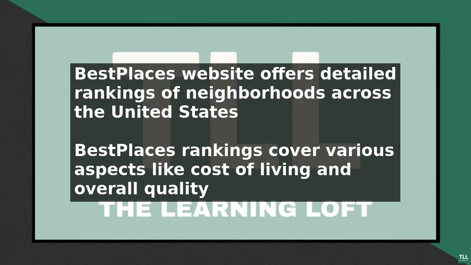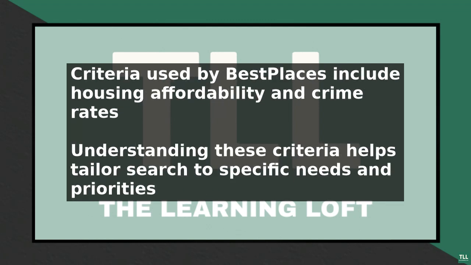To begin, it is essential to understand the criteria used by Best Places to rank neighborhoods. These criteria include factors like housing affordability, commute time, air quality, education, and crime rates. Understanding these criteria will help you tailor your search to your specific needs and priorities.